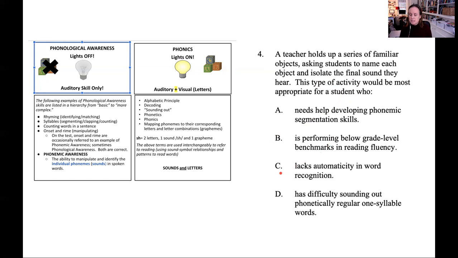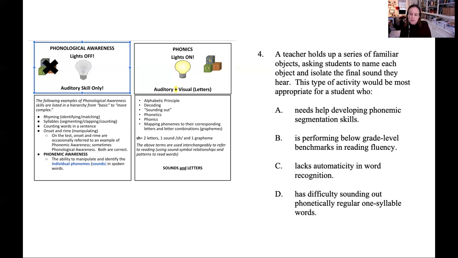C says lacks automaticity in word recognition. Well, they probably aren't working on that quite yet, but they might be. We don't know, but we do know for sure that it doesn't say anything about that in the information for number 4. So C would not be right either. Lacks automaticity is not related to isolating a final sound in a word, and so C is wrong. D has difficulty sounding out phonetically regular one-syllable words. Maybe they do, maybe they don't. But again, we don't have that information in the information provided in question number 4.